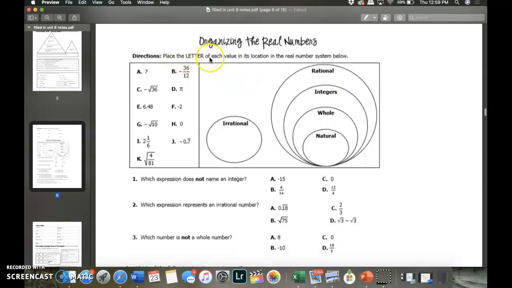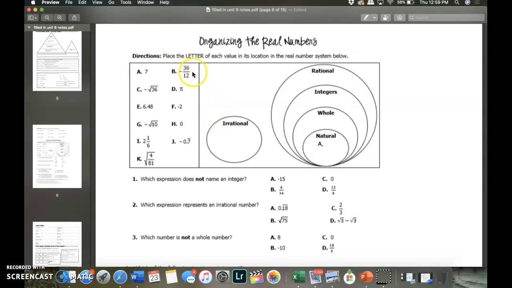So directions, place the letter of each value and its location in the real number system below. We're going in the most specific, and this is just like the pyramid thing, except it's upside down. Natural was at the top of our pyramid, and then whole, and then integer, and then rational. And then irrational is all the way over here by itself, just like it's in its own pyramid over here. All right, so we're looking at A, 7. Would you naturally count 7? Yeah. So we're going to say A goes underneath natural.